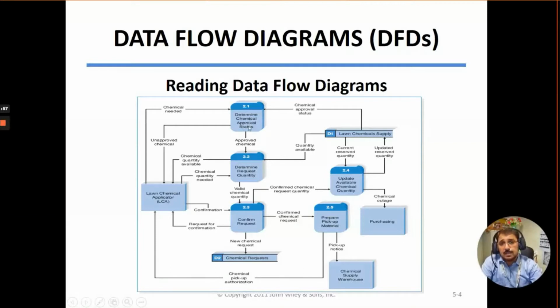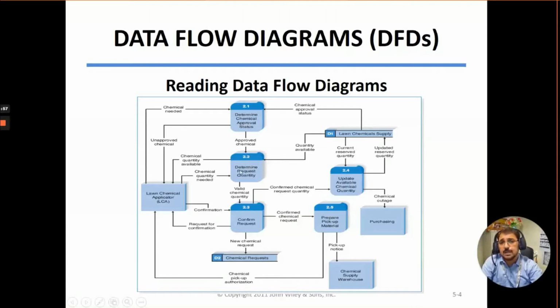After that, when this status is approved, then you see the approved chemical, so this status will go to the next level, that yes, this chemical is approved. That is one thing. Another one, let's suppose the chemical is not approved, so a return message will come back that it is unapproved. If unapproved, the process will stop here. If approved, then it will go to the next level.